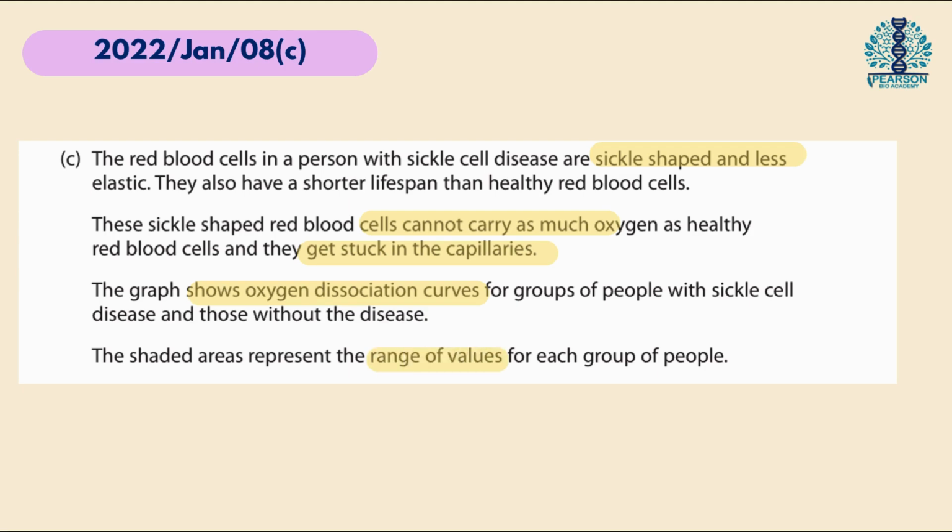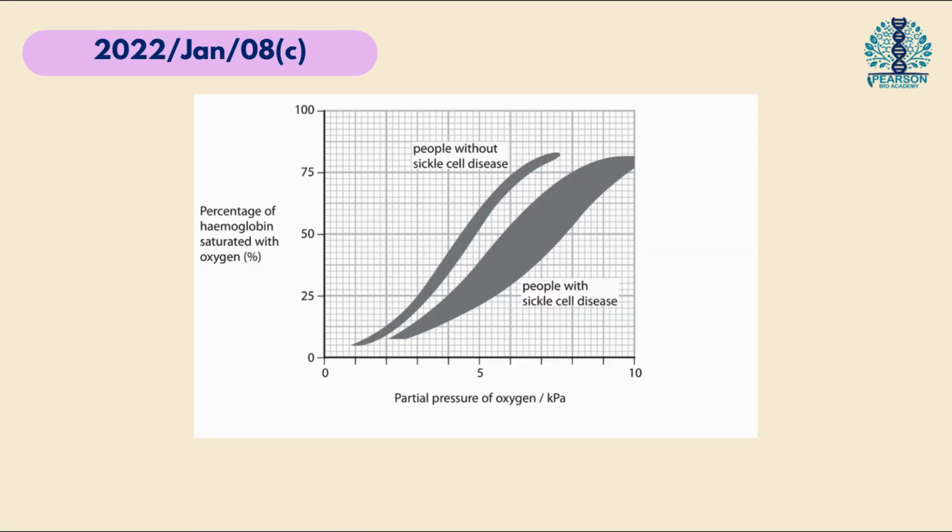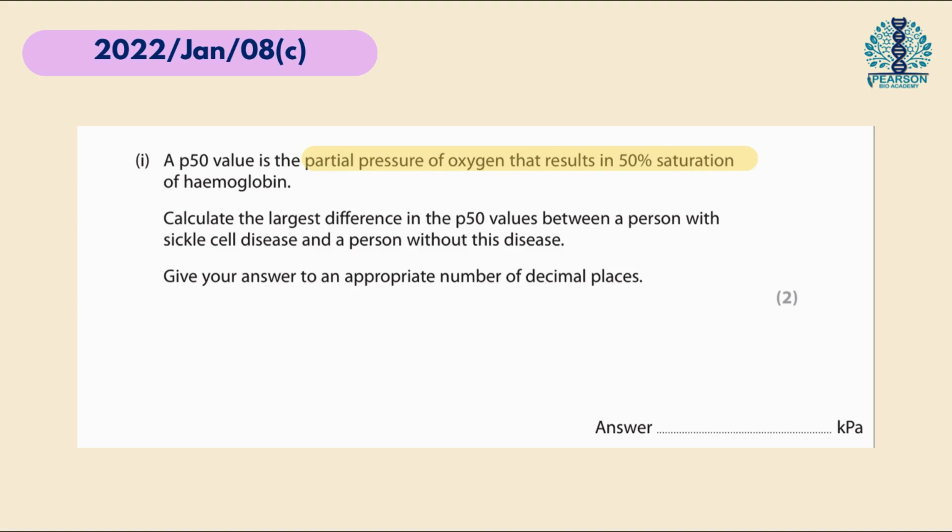Be careful, don't forget to read these facts because some answers need information directly from this paragraph. So pause and read it properly. You can also underline the important points if that helps. Now let's get back to the graph and the question. The first question: a P50 value is the partial pressure of oxygen that results in 50% saturation of hemoglobin. Calculate the largest difference in the P50 values between a person with sickle cell disease and a person without this disease. Give your answer to an appropriate number of decimal places.